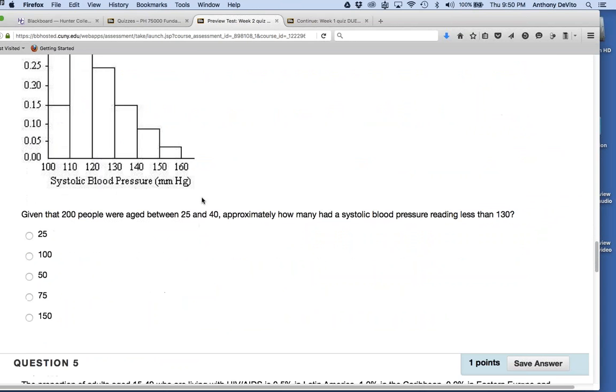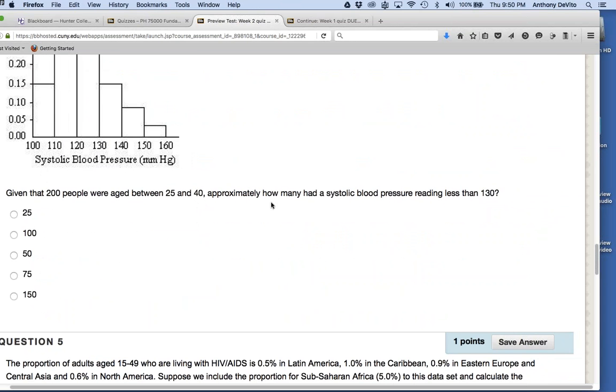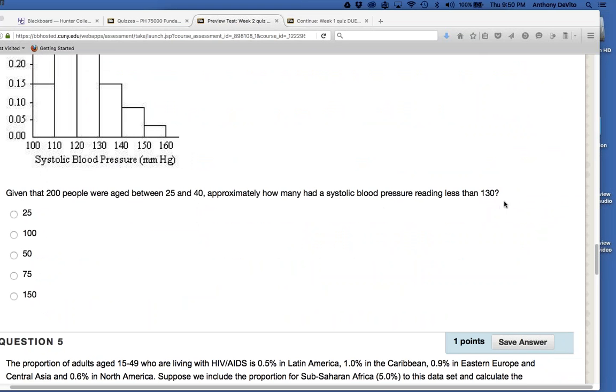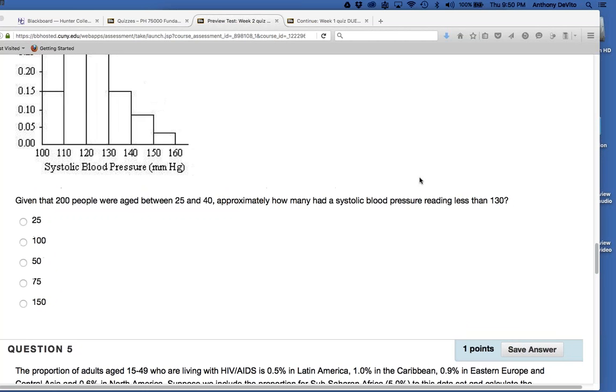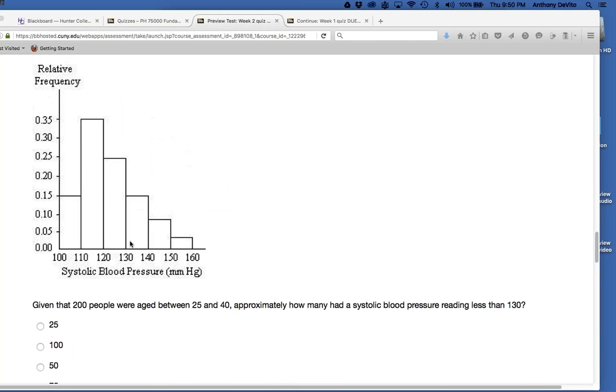Okay, you've got the same thing there. Given that 200 people were aged, approximately how many had a systolic blood pressure less than 130? Well, it's literally the kind of thing that we're just doing there. Systolic blood pressure less than 130. Okay, so that's everybody from this point to the left. Well, I'm going to do something a little slick here.